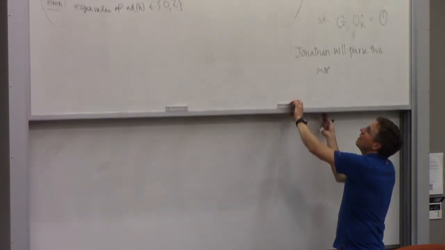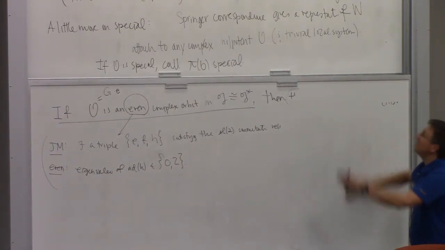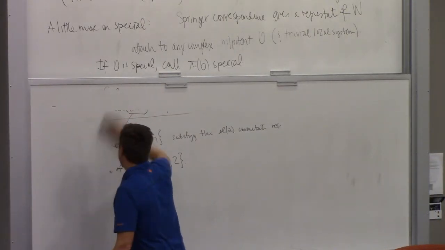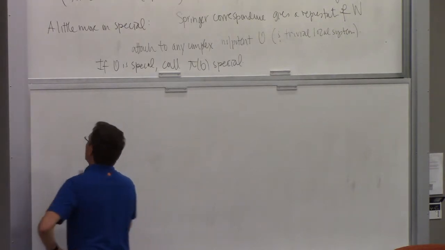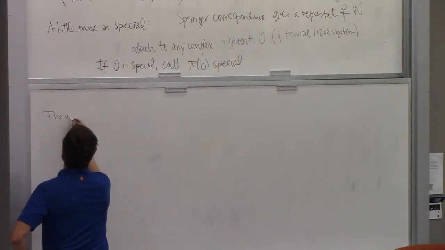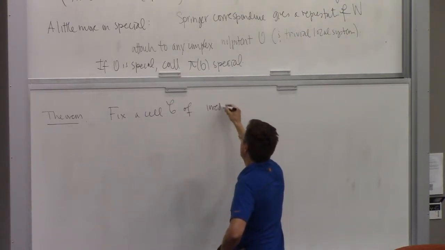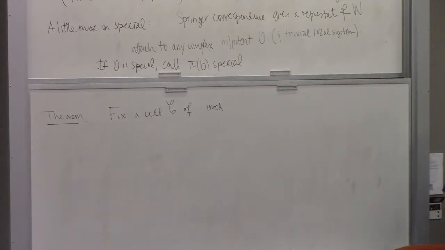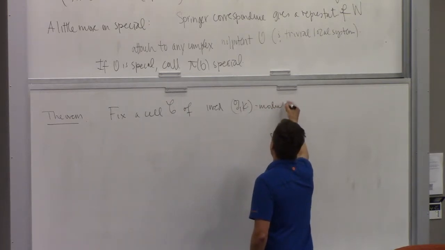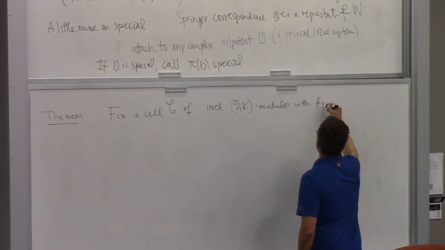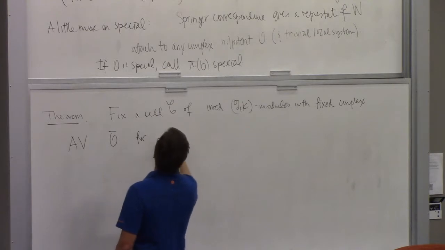Okay, so let's take a cell of Harish-Chandra modules whose associated variety of its annihilator is given by a fixed special orbit. And let's see if we can see that special orbit using the Weyl group. Here's a theorem. Fix a cell C of irreducible modules. I've been thinking of these cells in two ways: irreducible Harish-Chandra modules, or cells of parameters. But fix a cell of irreducible (g,K) modules with fixed complex associated variety O bar, for O special.